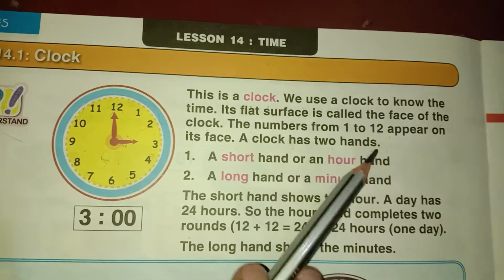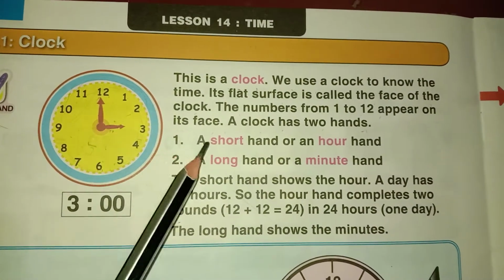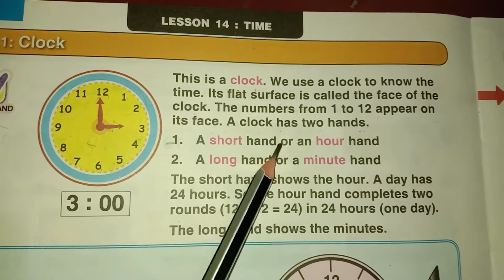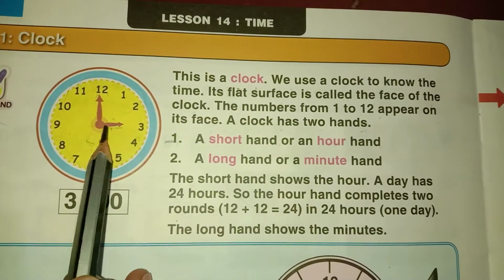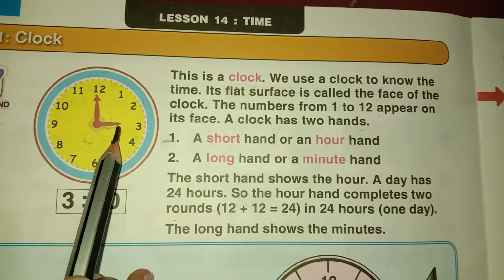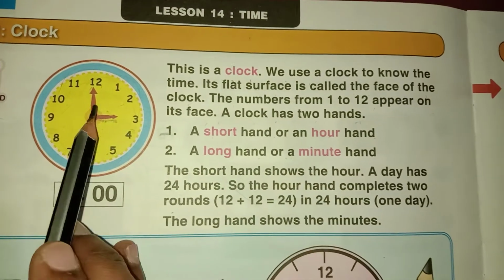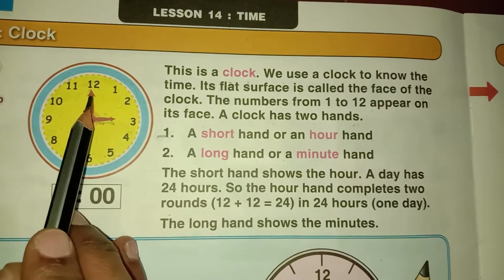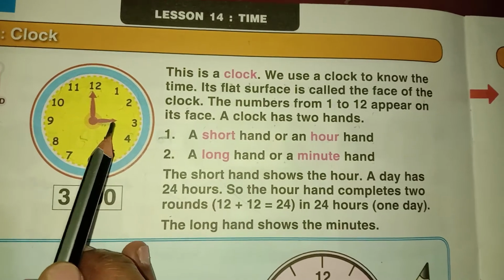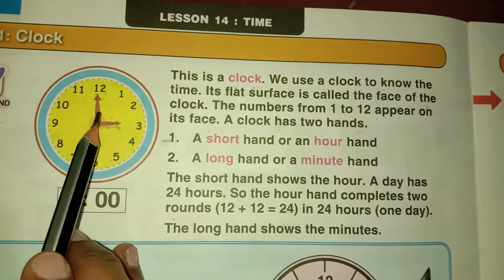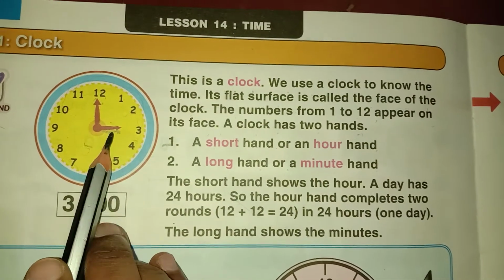And the clock has two hands. These are the two hands of the clock. The first one is the short hand or hour hand. Understand? And the second one is the long hand or minute hand. This is the short hand or hour hand, and this is the long hand or minute hand. Understand? We use the clock to know the time.